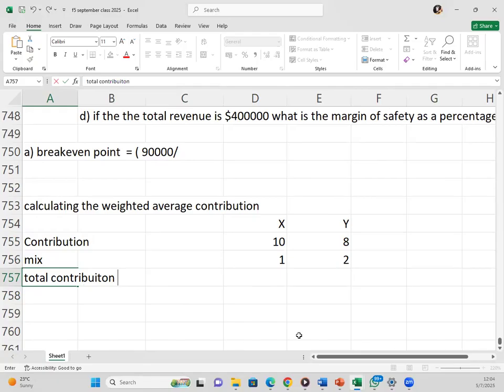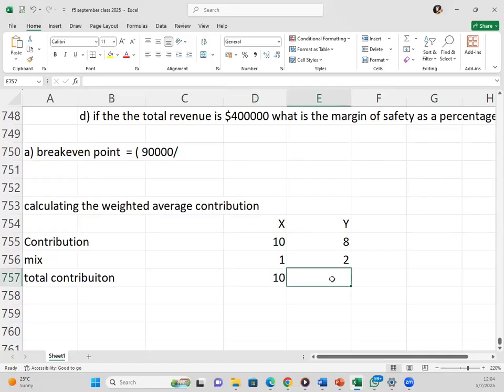So we are saying whenever we sell X, we get a contribution of 10. So when you sell 1 unit of X and 2 units of Y, what's your contribution in total? We have 10 for X. Then we have 8 times 2 units. So from the side of Y, you get a contribution of 16. And from the side of X, you get a contribution of 10 when you sell in one transaction.